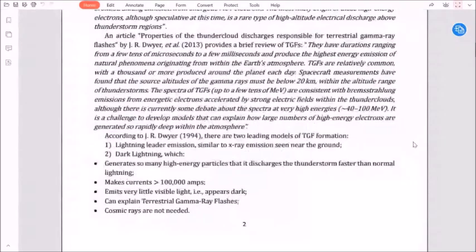An article, Properties of the thundercloud discharges responsible for terrestrial gamma ray flashes, Dwyer in 2013 provides a brief review of TGFs. They have durations ranging from a few tenths of microseconds to a few milliseconds and produce the highest energy emission of natural phenomena originating from within the Earth's atmosphere. TGFs are relatively common, with thousands or more produced around the planet each day.